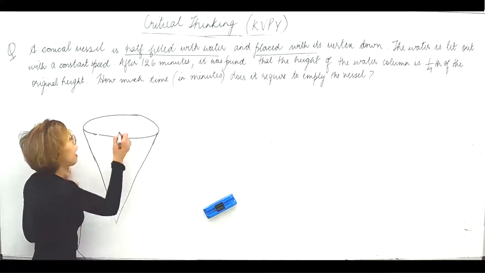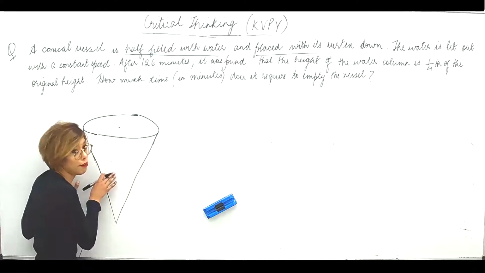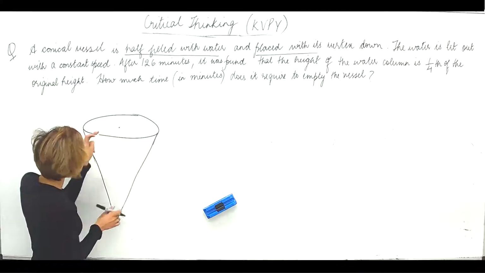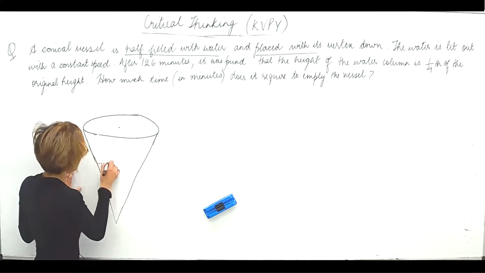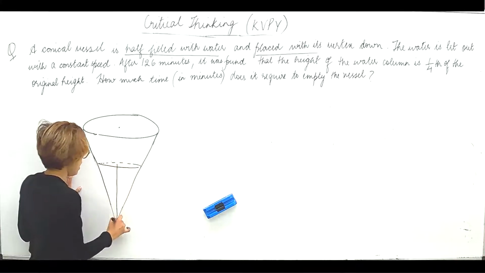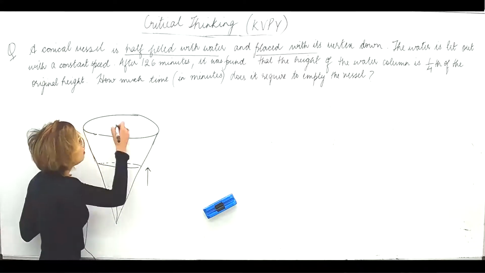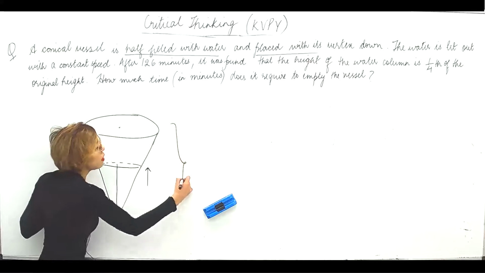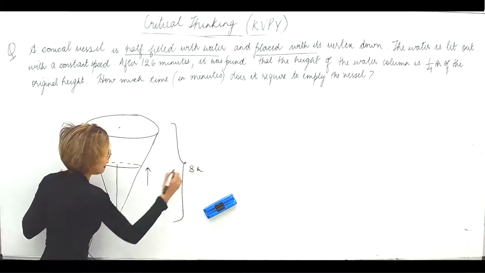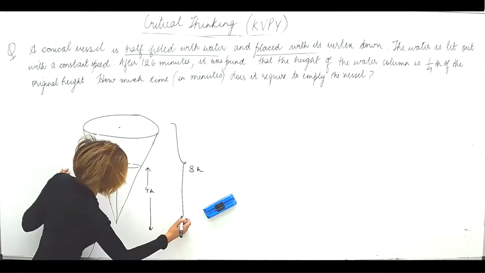So, that means the height of water in the conical vessel is half, right? So, if I take this to be h, so water is filled up till this height, and this height is h by 2. So, in fact, what I'll do is, I'll consider the entire length to be 8h, and I'll consider this to be 4h. Half of it, right?